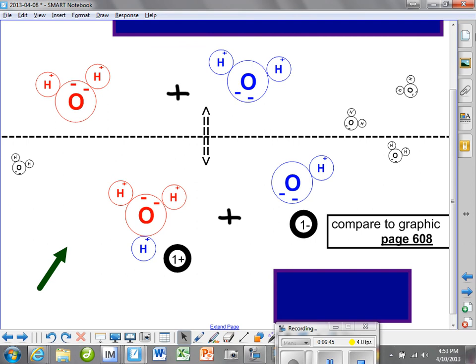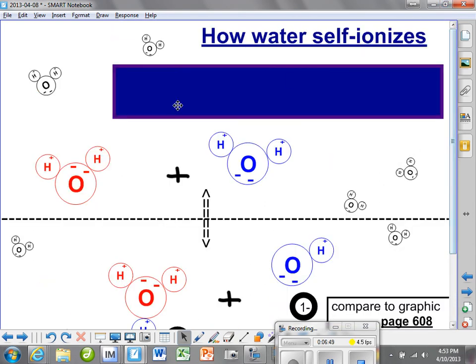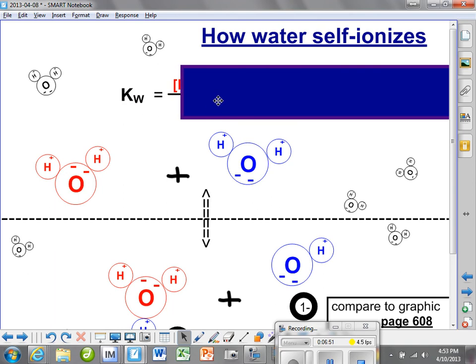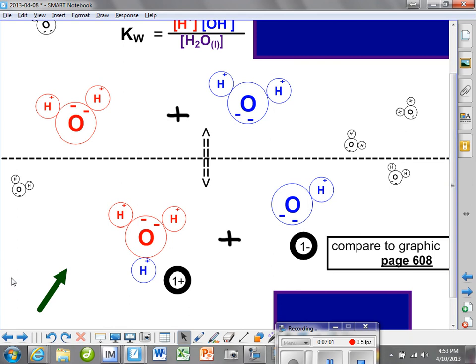Now, let's look back up here and see what that all means. Why do we talk about that? Because that is the K sub W. It's the K sub W with something that doesn't really belong there. And why don't you stop the recording for just a minute and see if you can figure out what is in this K sub W that doesn't belong there.